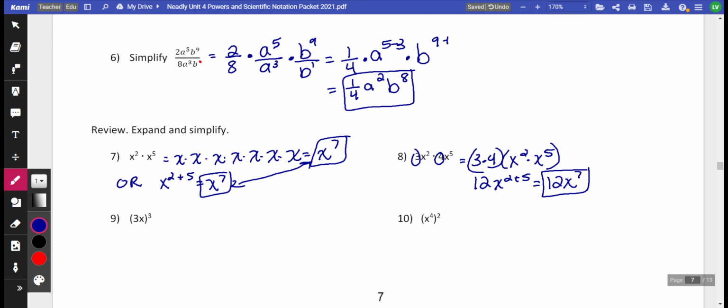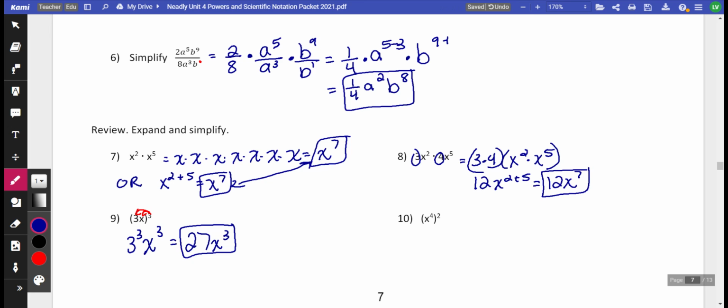All right, for number 9, I want to distribute this 3 to both my 3 and x. So that's 3 to the 3rd power, x to the 3rd power. So 3 to the 3rd power, we want to simplify it to the number 27. And then x to the 3rd is just x to the 3rd.